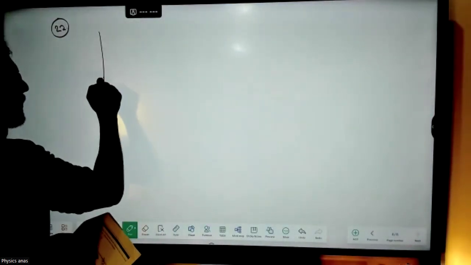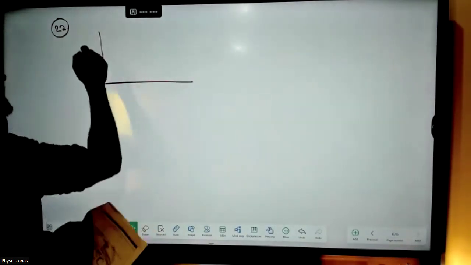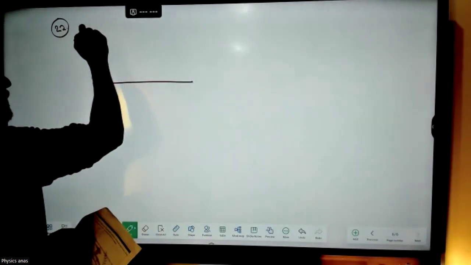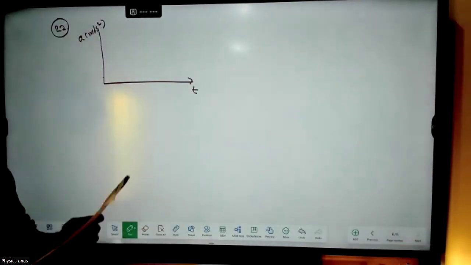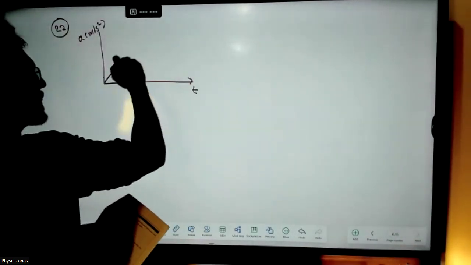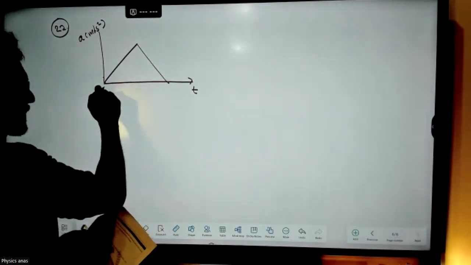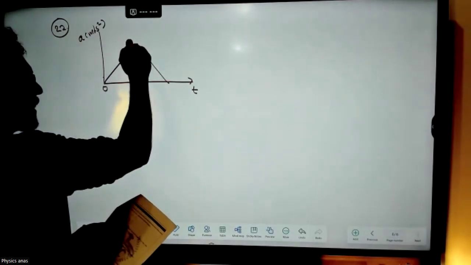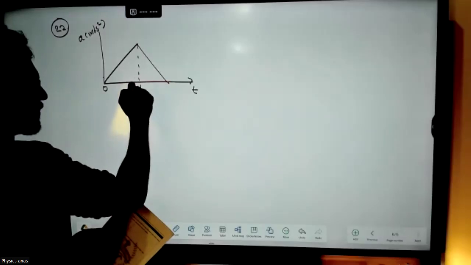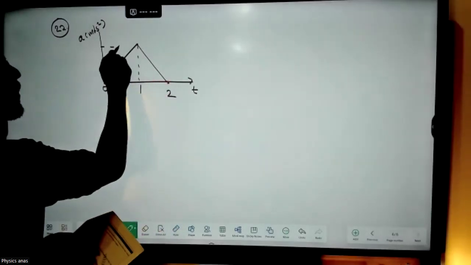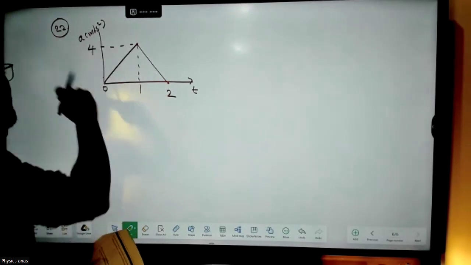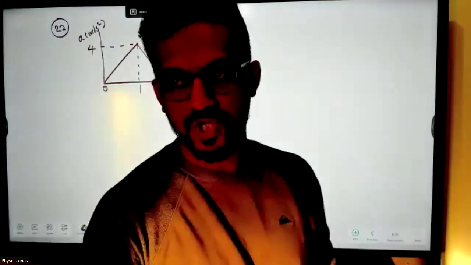Okay, find the velocity after 2 seconds. We have to find the velocity after 2 seconds. What do you have here? We have an acceleration time graph. This is meter per second square. This is time. The graph is very simple like this. Here you have 0. At this point you have 1. Here you have 2. And this point is corresponding to 4 meter per second square acceleration.